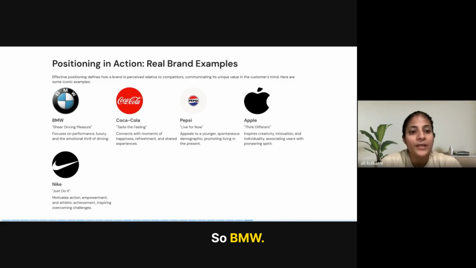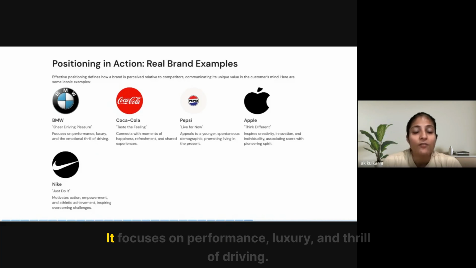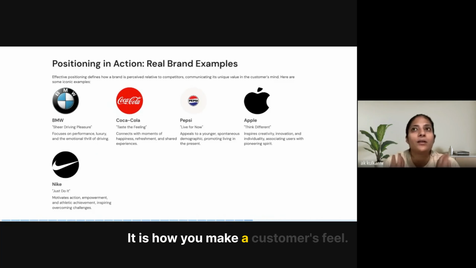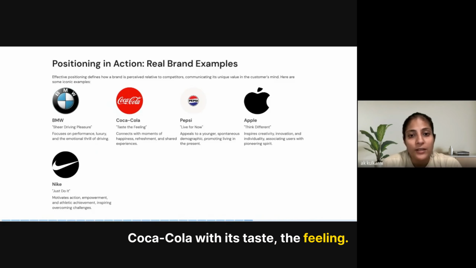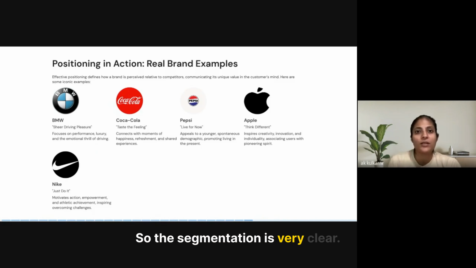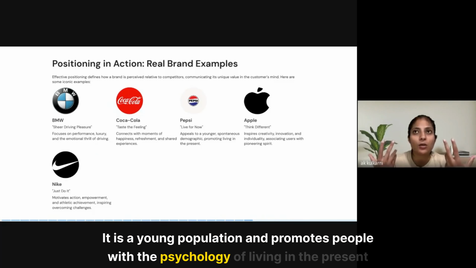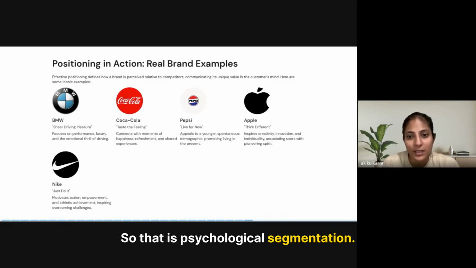Yes. So, BMW. BMW has positioned itself with its tagline, sheer driving pleasure. It focuses on performance, luxury, and thrill of driving. It is how you make customers feel. Coca-Cola with its taste the feeling. Pepsi with its live for now appeals to the younger spontaneous demographic. So the segmentation is very clear. It is a young population and promotes people with the psychology of living in the present moment. So that is psychological segmentation.